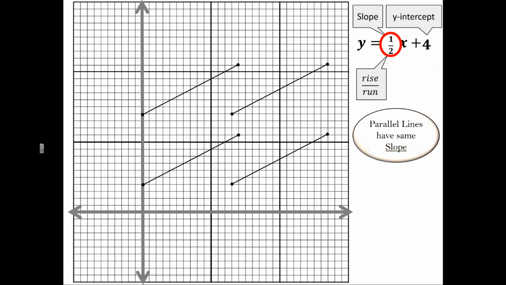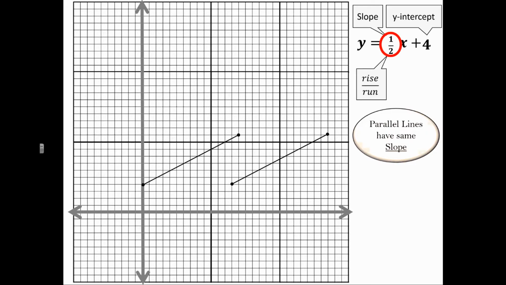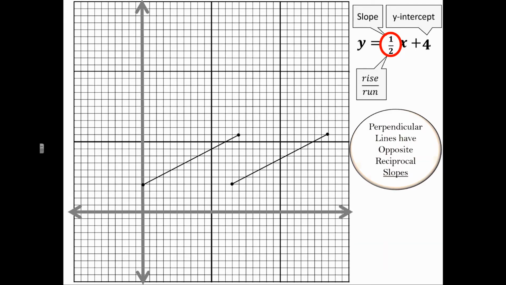After reviewing y equals mx plus b, we started talking about parallel lines and how to draw parallel lines on a graph. Note, they have the same slope, while perpendicular lines have opposite reciprocal slopes. Flip the sign, flip the fraction.